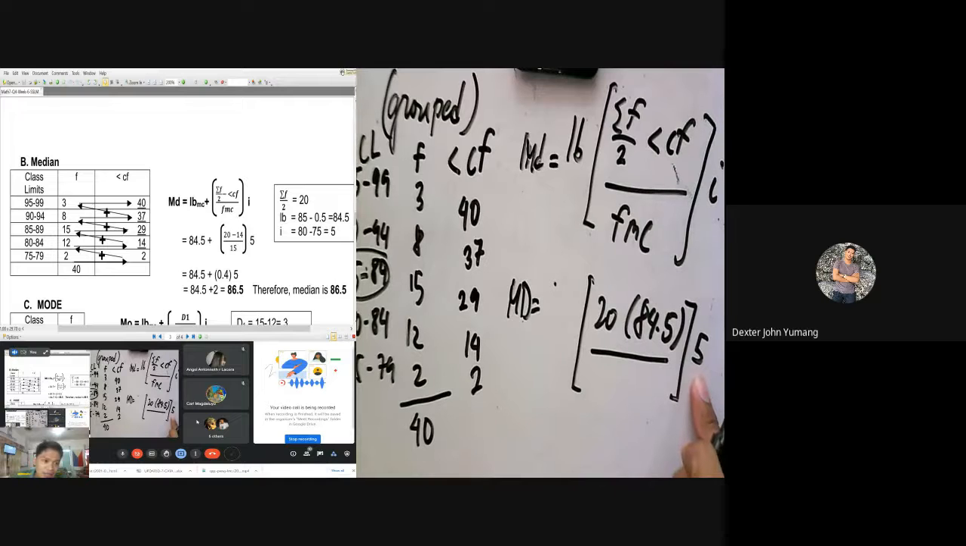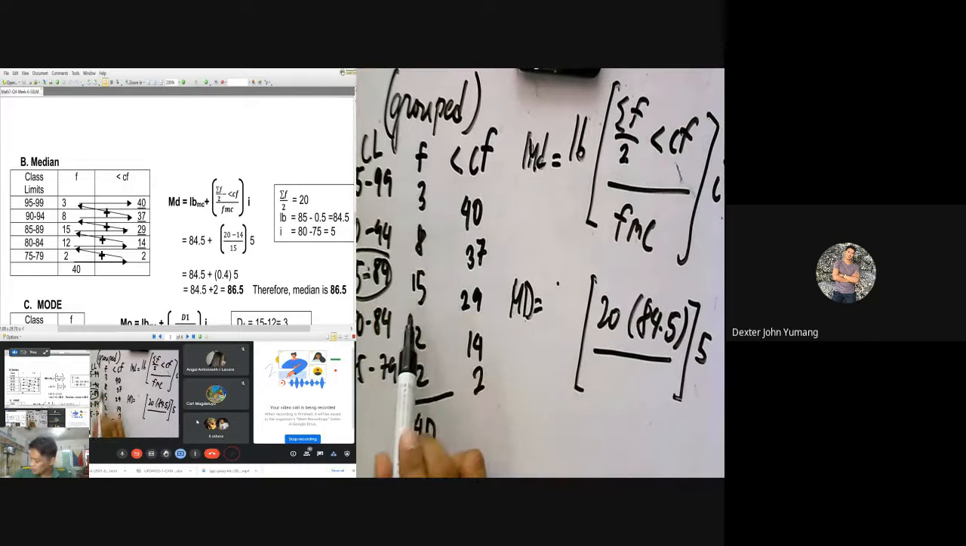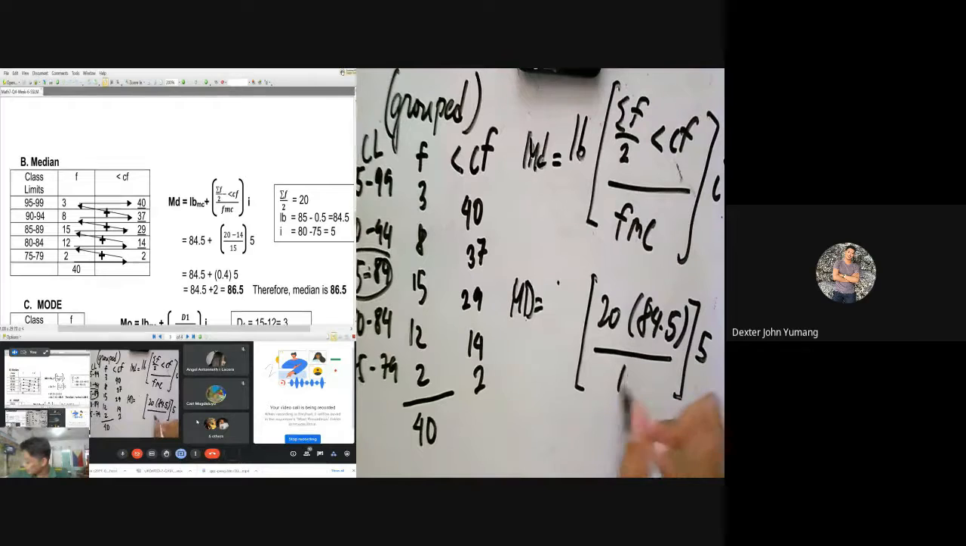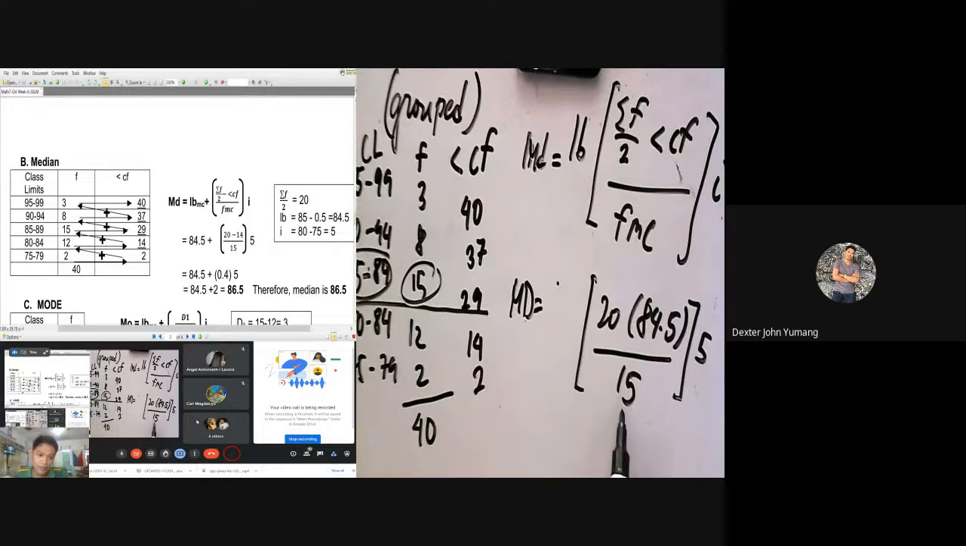Next, FMC. Okay. Yung FMC naman po, cumulative frequency, ito na po yun siya, 15. Kaya po ilalagay natin siya dyan. Focus kayo dito ha. Focus kayo dyan sa aking underline. Okay? So, nandyan yung 15. So, lagay na natin yung 15 dito.